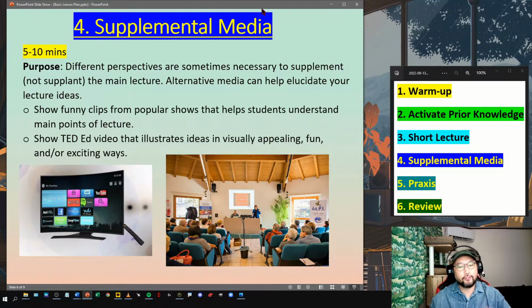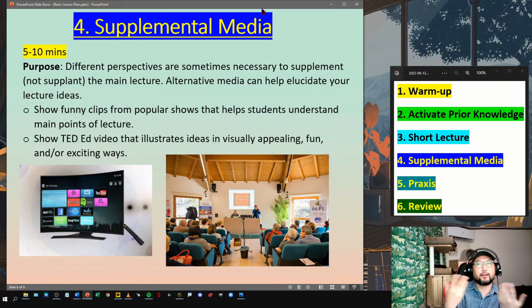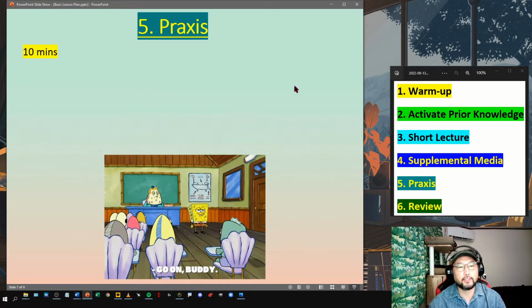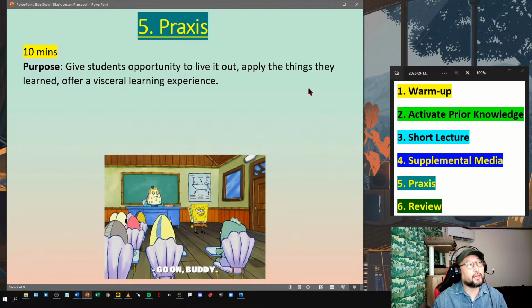Now, after having gone through the lecture, after getting some clarification through the supplemental media or the alternative media, I think it's very important that we offer our students a chance to practice some of the things that they learned. Obviously, you can't always do this for certain classes.